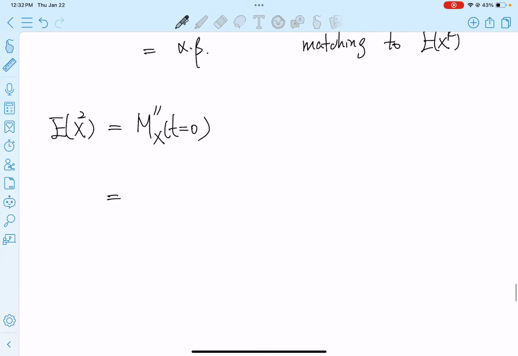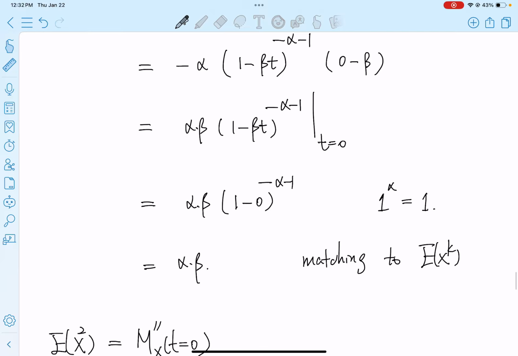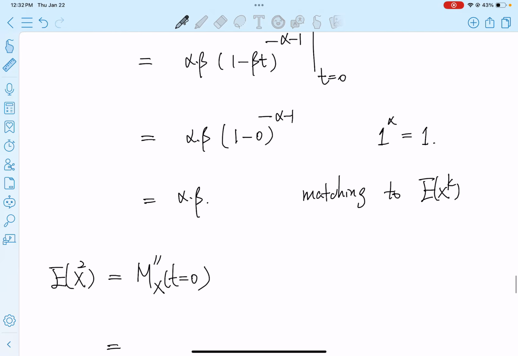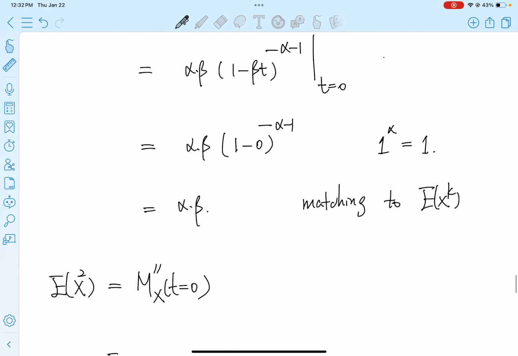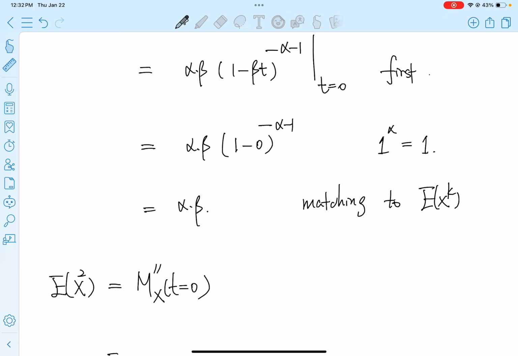Now let's evaluate this. So the first order derivative is here. Okay, so now this is the first derivative. Okay, and now let's take another derivative with respect to t. That means that's the second order derivative.